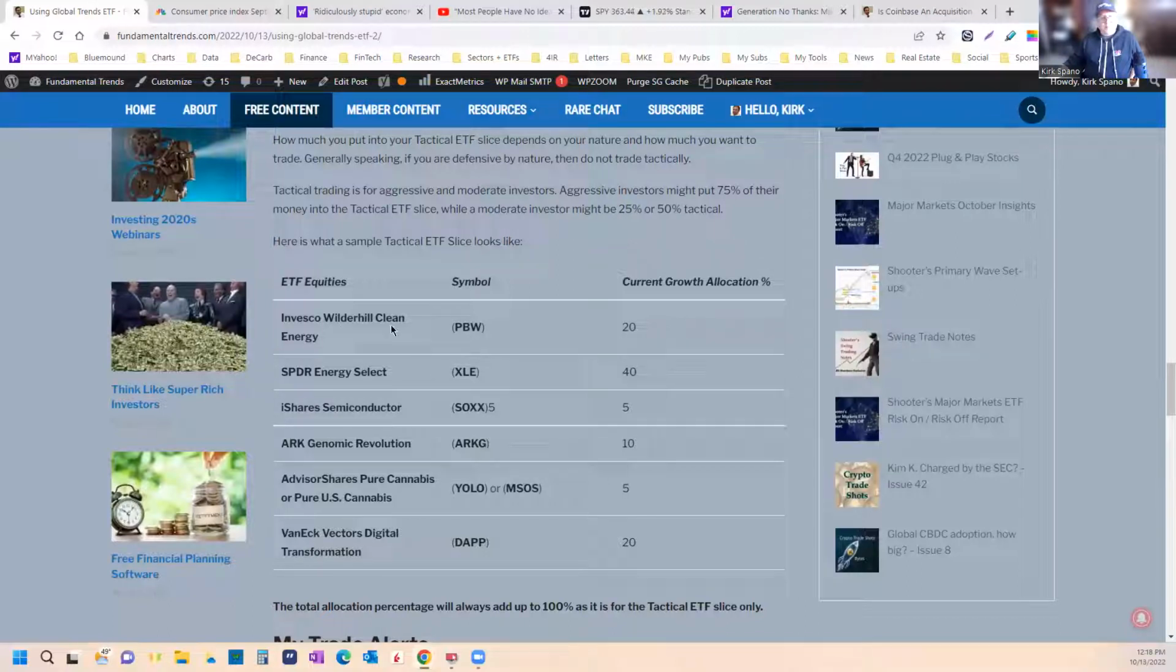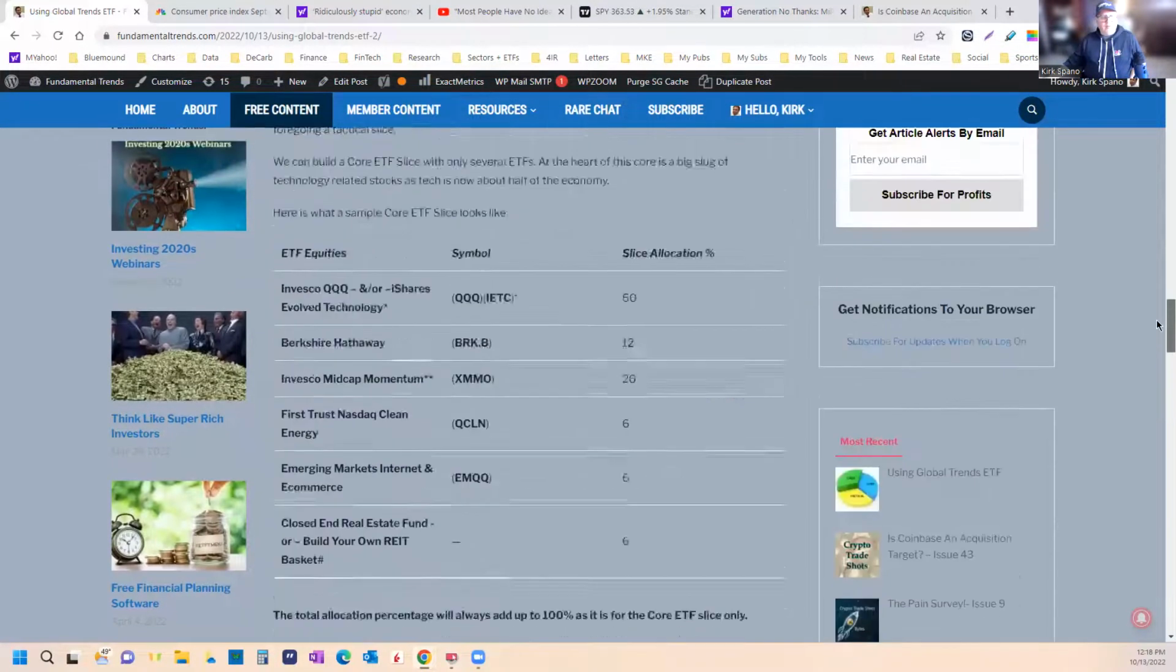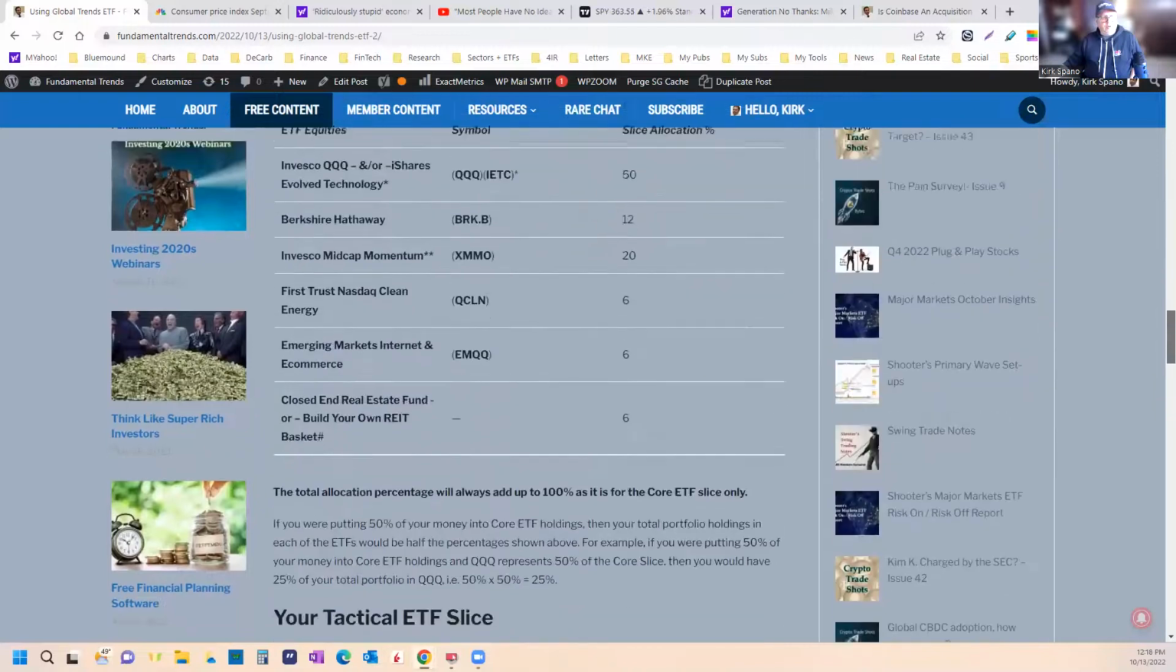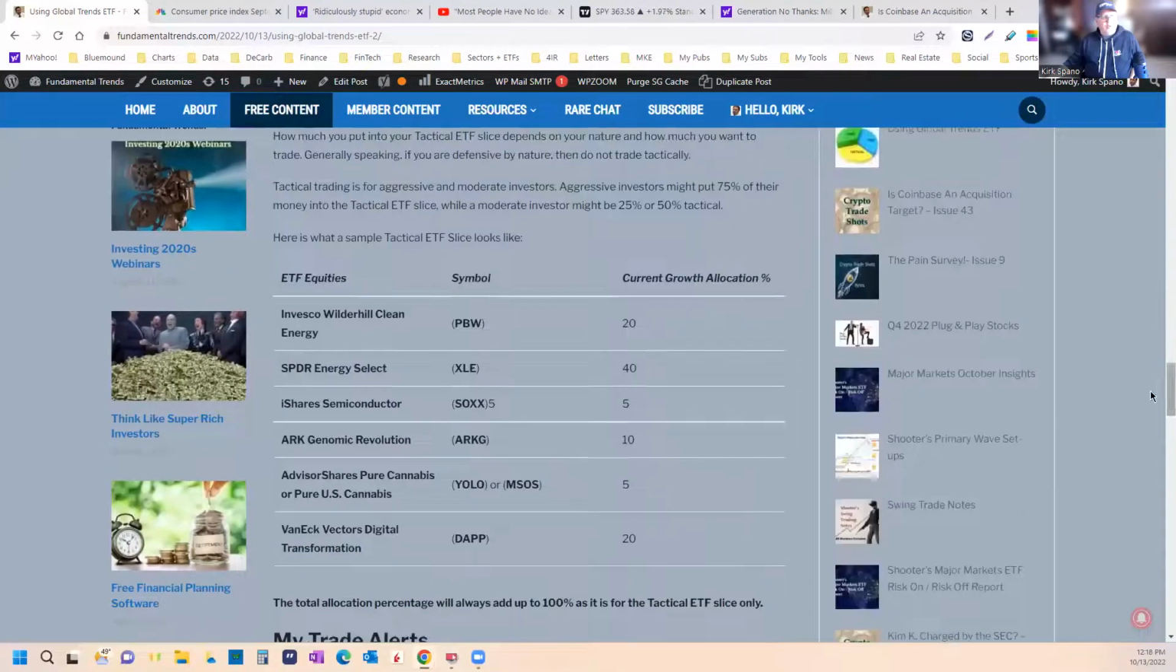So Invesco Wilder Clean Energy is something that we would probably own. I don't have the solar fund in this example. I'll actually update that. But I want you to see how you can take your tactical slice and fill it in with more aggressive investments. There's no point in putting non-aggressive investments in here. One of the ones that I really like is the VanEck Digital Transformation ETF. And we'll talk a little bit about why in a second.